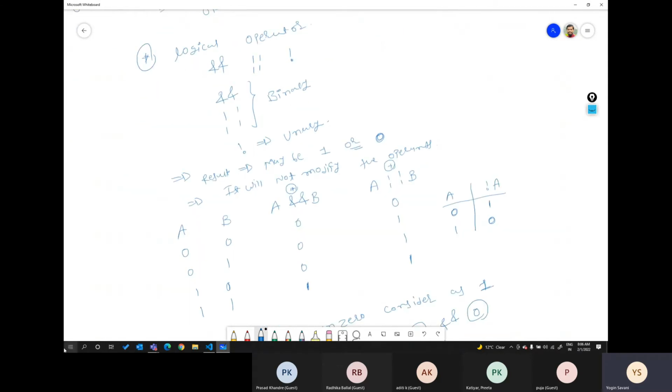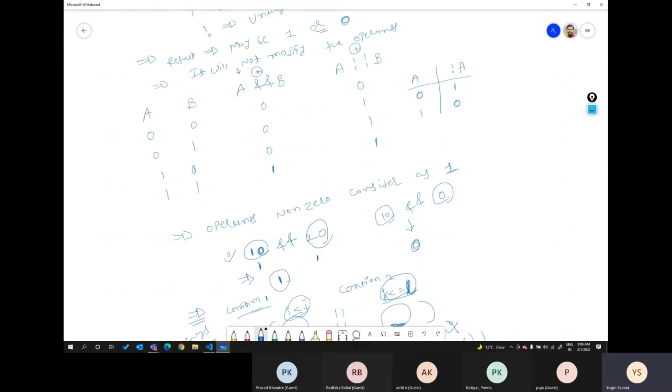Next we saw the logical operators: logical AND, OR, and NOT. AND and OR are binary operators, and NOT is a unary operator. These are also comparison operators and do not modify the operands. This is the truth table of ANDing and ORing. ANDing means multiplication, and ORing means addition. NOT means wherever there is 0 it gives 1, and wherever there is 1 it gives 0.